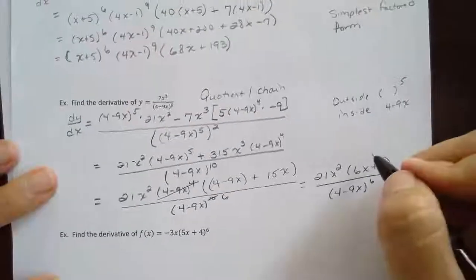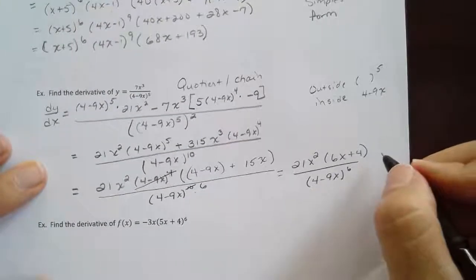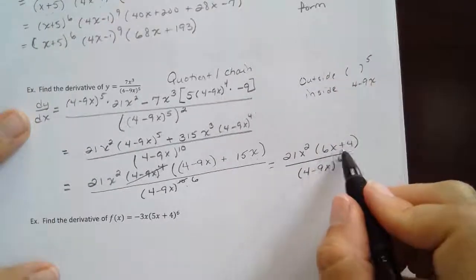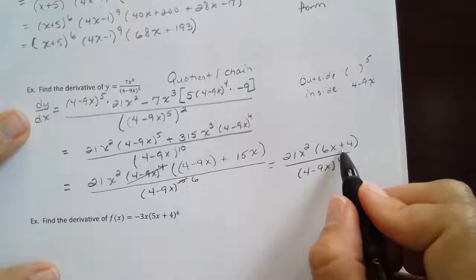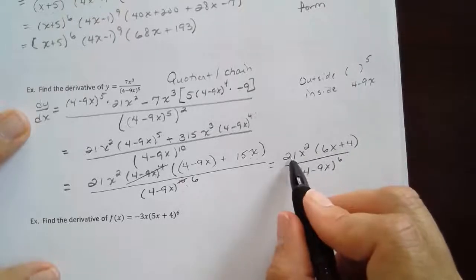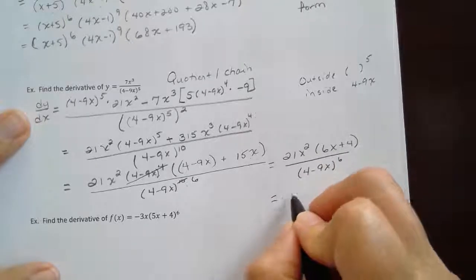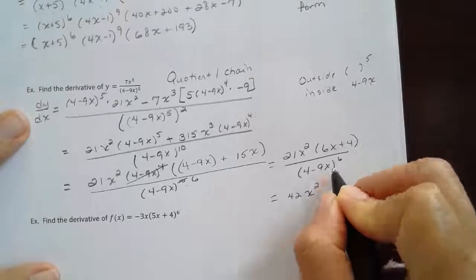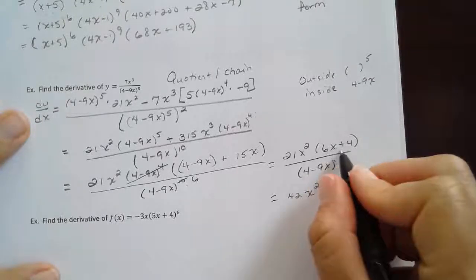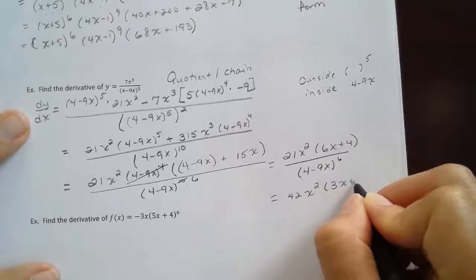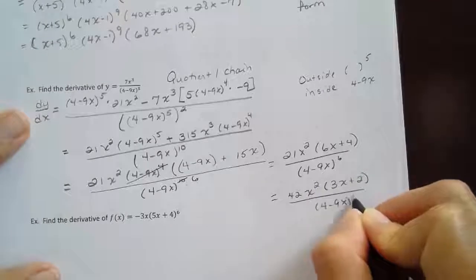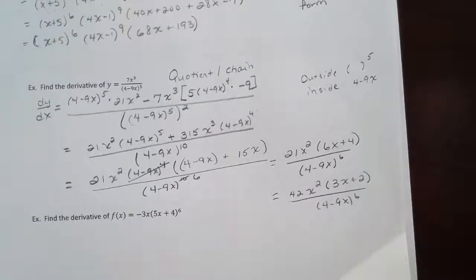And now, if we're going to have this in simplest factored form, after we simplified what was in our parentheses, there's a common factor of 2 here. We're going to pull that common factor of 2 out and multiply it with the 21. So the 2 times the 21 will give us the 42x squared. And when I factor the 2 out, it will leave me with 3x plus 2 on the inside, all over 4 minus 9x to the 6th power. Okay, that was labor intensive.